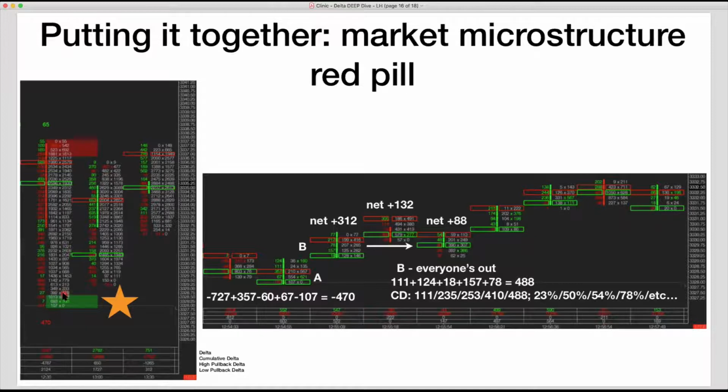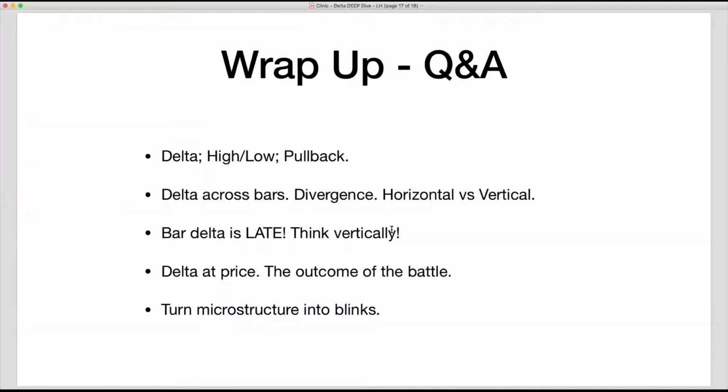But I hope this reinforces that you've got to think vertically, and you've got to consider delta at price and the relationship of price versus delta at price in order to understand who's in control. So, as a quick wrap up for the Q&A, we've covered the basics of delta, high delta and low delta, and where closing delta is relative to that. Pullback delta, really important, and we've also explained why we don't refer to it as the phrase, which I'm not going to use again. We've covered delta across bars and delta divergence, but it's always late, so think vertically.